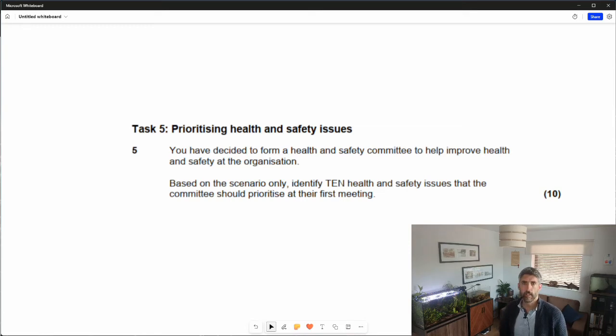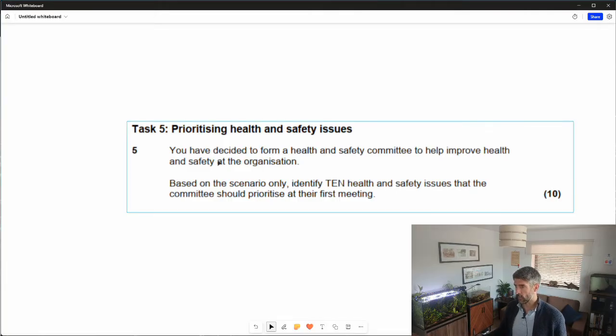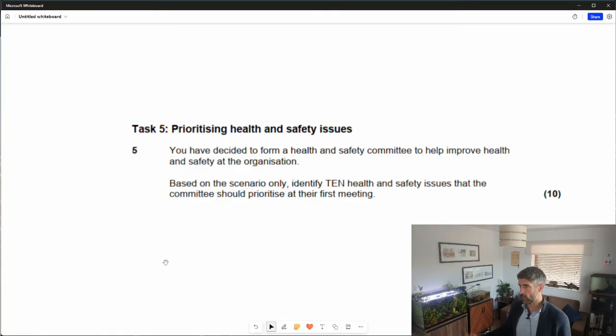This question is arguably one of the easier questions from the paper that I've taken it from. This is the type of question that you hope you get at least one like this in your exam. Prioritising health and safety issues. You've decided to form a health and safety committee to help improve health and safety at the organisation. Based on the scenario only, identify 10 health and safety issues that the committee should prioritise at their first meeting.